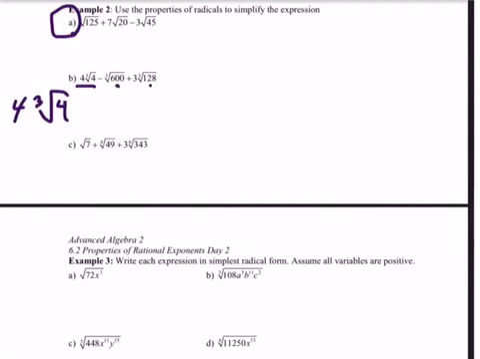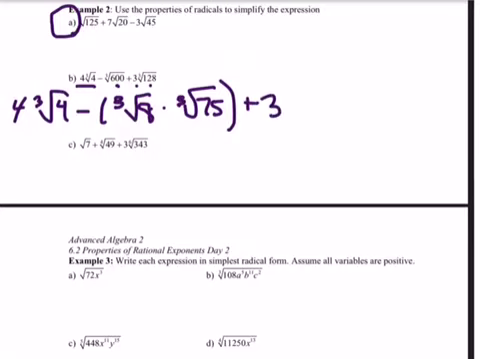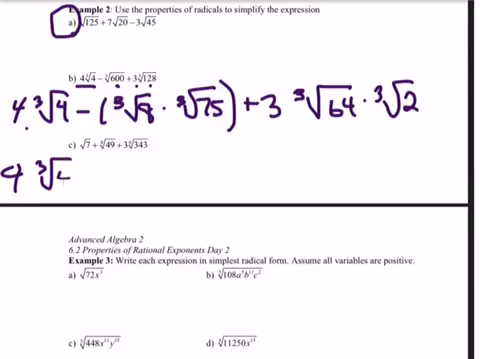Alright, so if I do that, I'm going to split the 600 into the cube root of 8 times the cube root of 75. And then I've got the 3 times, and I'm going to split the 128 into the cube root of 64 times the cube root of 2. So this part doesn't change. That's still 4 times cube root of 4.